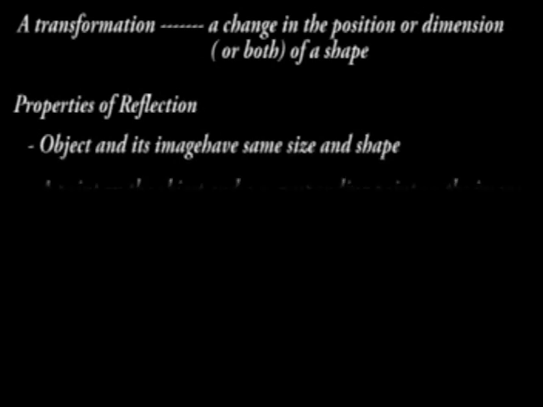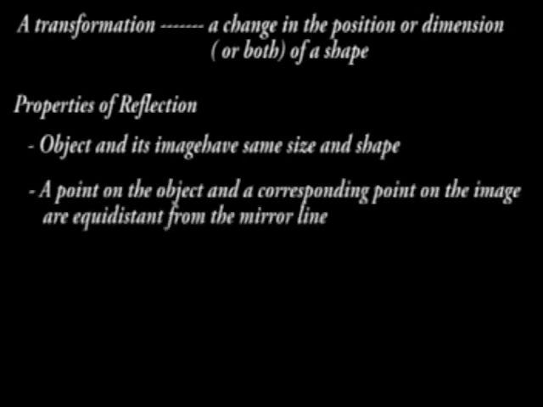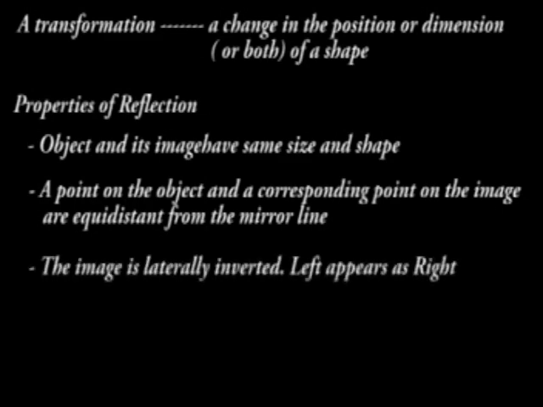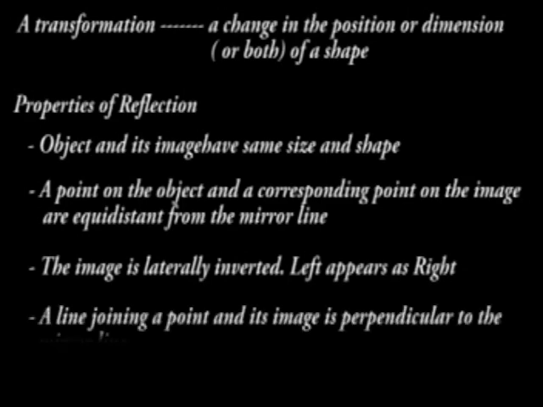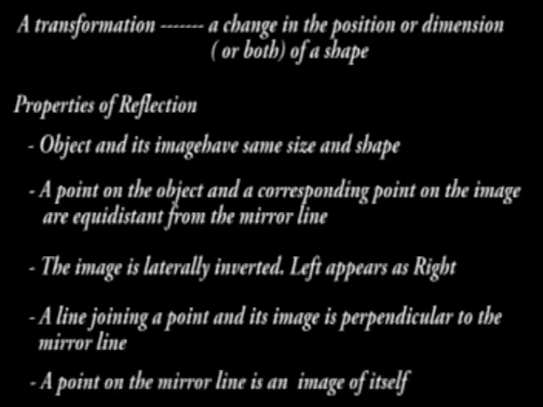A point on the object and a corresponding point on the image are equidistant from the mirror line. The image is laterally inverted, that is, left appears as right and vice versa. A line joining a point and its image is perpendicular to the mirror line. A point on the mirror line is an image of itself.